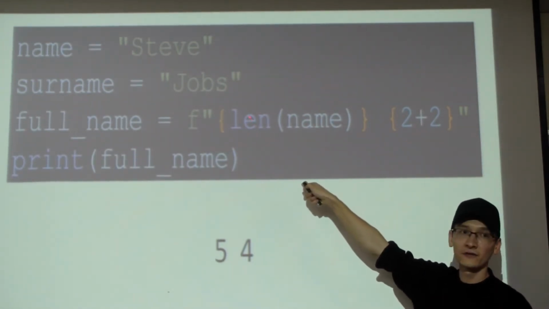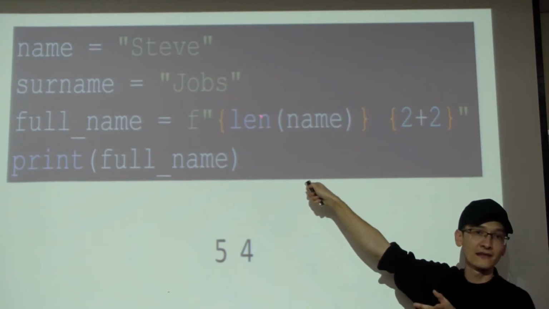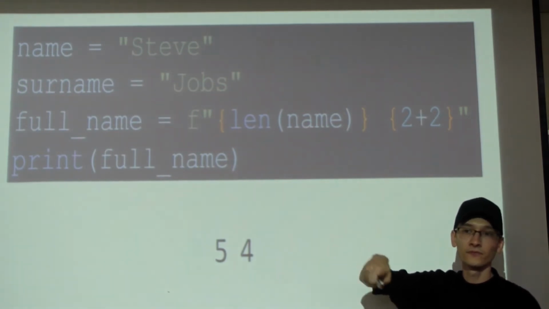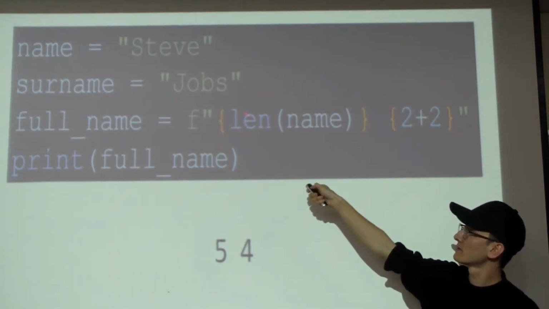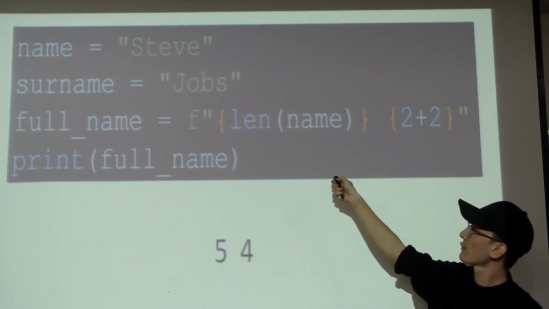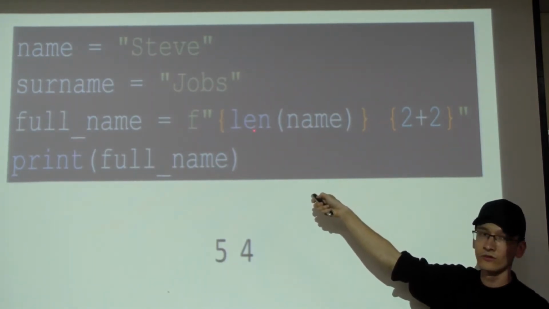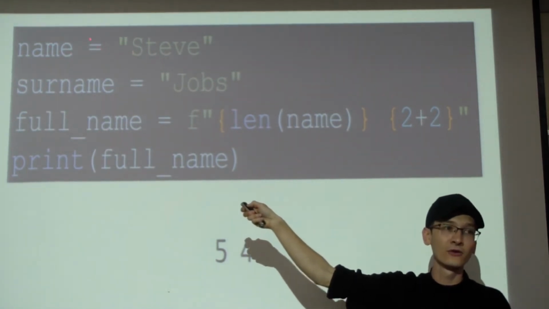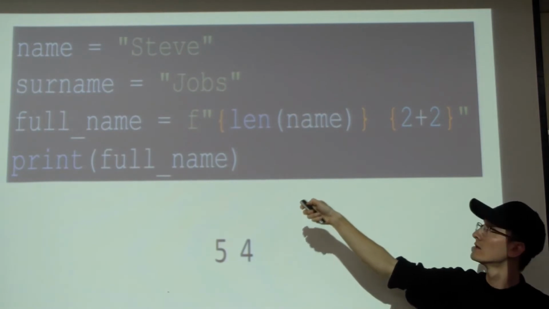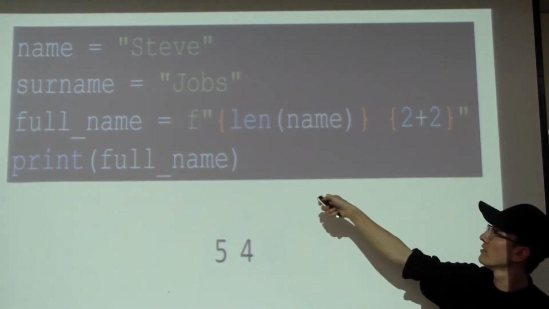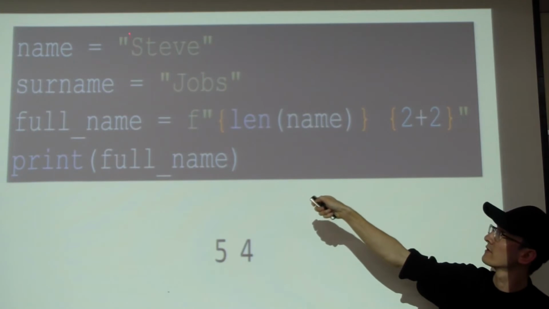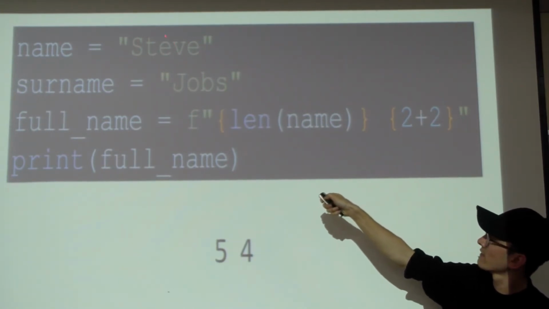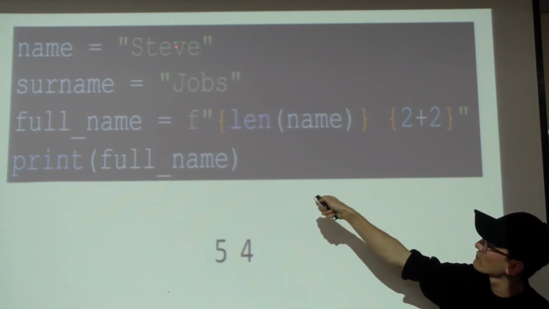Now this function will give what kind of result? Length. Length of the string. Length of which string? Name. Name has what kind of value? String. Steve. So length will count each character: 1, 0, 1, 2, 3, 4. So we have 4 characters here.